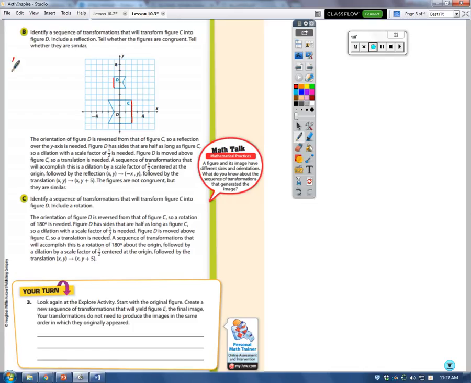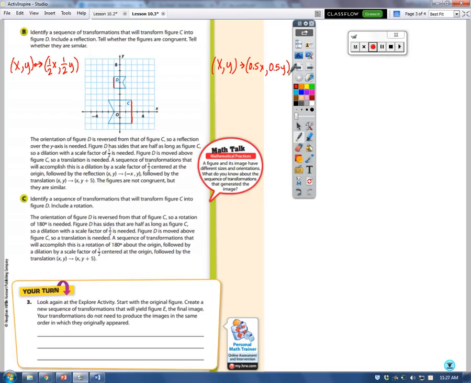So that transformation would be (x, y) goes to (1/2 x, 1/2 y). And you could use the decimal form for that too if you wanted. And if you did, that would be (x, y) to (0.5x, 0.5y). Either one is correct. You can do whichever one you'd like for that one. Okay, so we would need to reduce it.